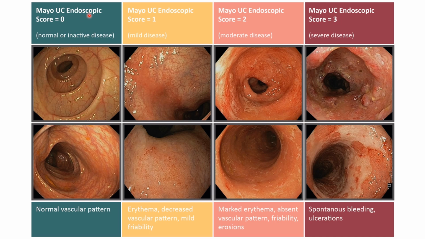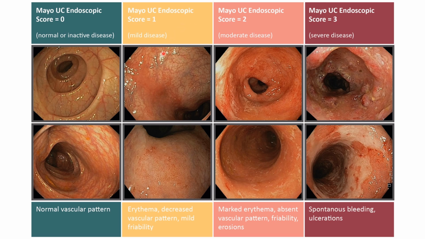In terms of Mayo, we said there are four scores. This is just for you to remember and visualize. Score 0 is normal or inactive disease. You can see this is normal: a normal vascular pattern, no erosions, no ulcers. The intestine actually seems to be very well.